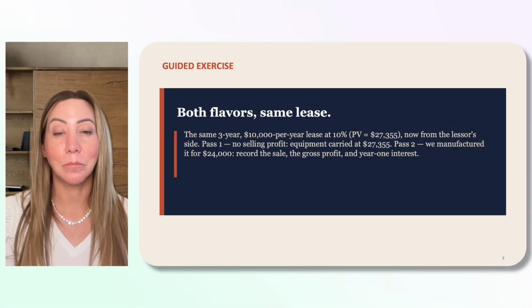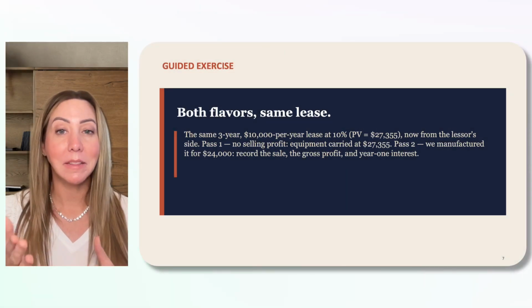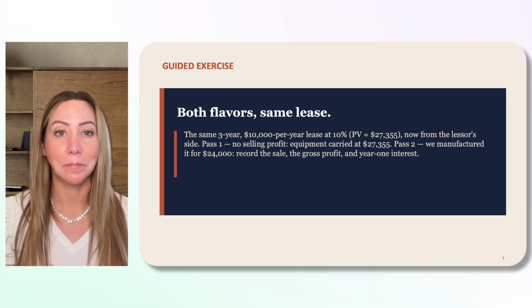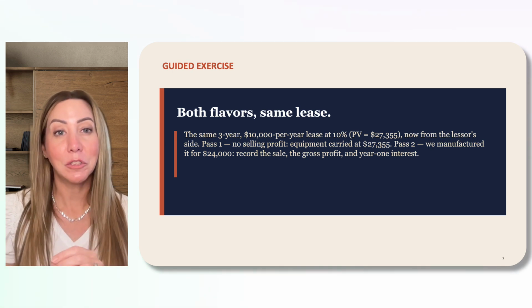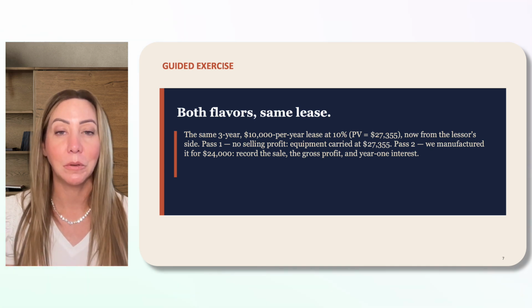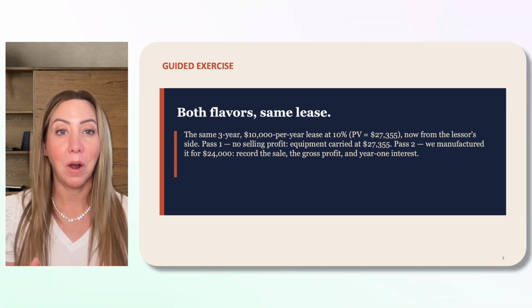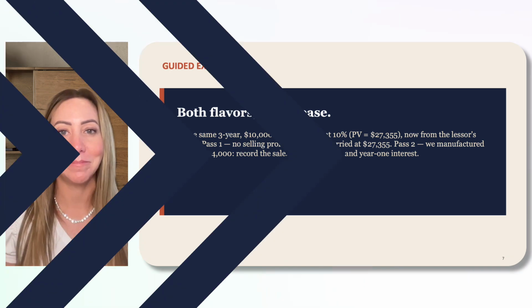Let's work through it together. We'll take the same lease from last lesson, $10,000 a year, 3 years, payments at the beginning of the year at 10%, and keep the lessor's books. First pass, we're going to go no selling profit with the equipment carried at the full present value. Then we'll take a second pass where we're the manufacturer and the equipment cost us $24,000. So we'll record the sale, the profit, and then the interest as the payments come in.